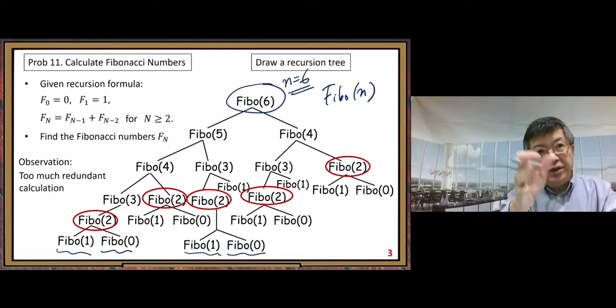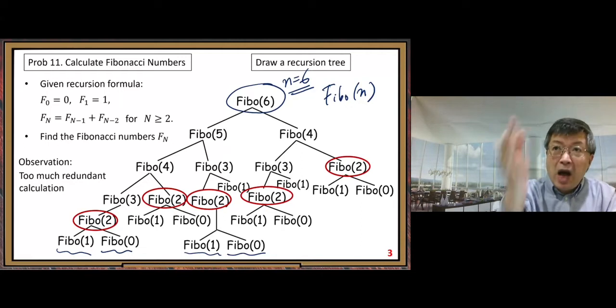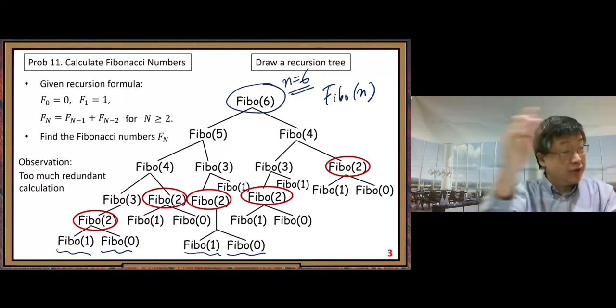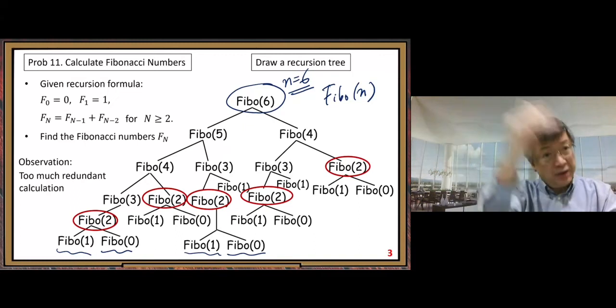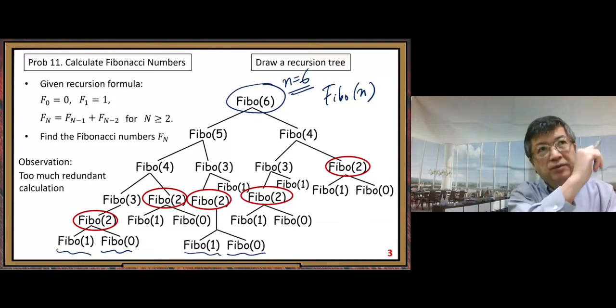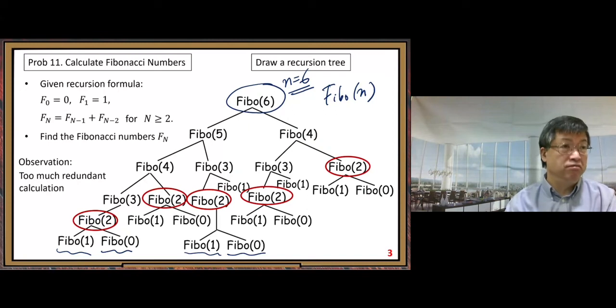That means we need to do a lot of redundant calculation. You do not need that many calculations. That means you waste a lot of computation time on unnecessary calculation. So that's the reason it is very, very slow. In the project, you will see it is extremely slow.